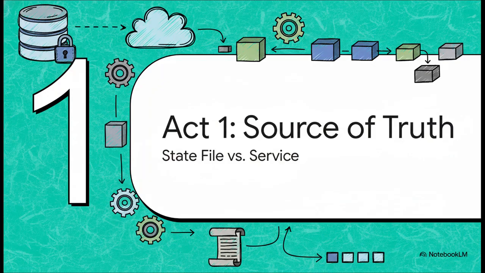Okay, Act 1. This one is the big one. It's all about the source of truth. How does each tool actually know what it's already built? And how does it figure out the difference between your code and what's really out there in the cloud? Honestly, this is probably the most critical difference between them.